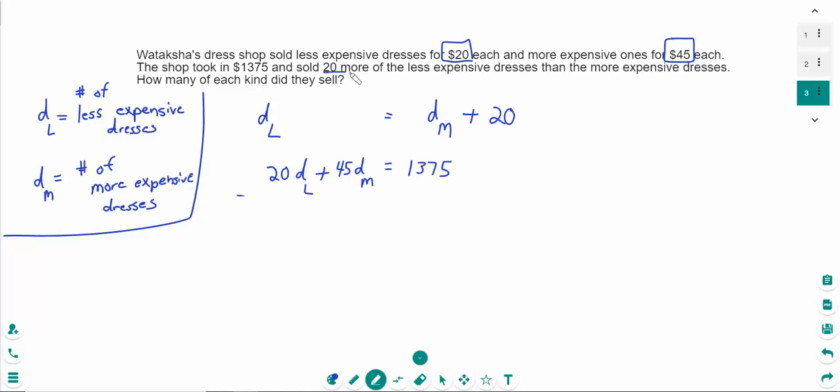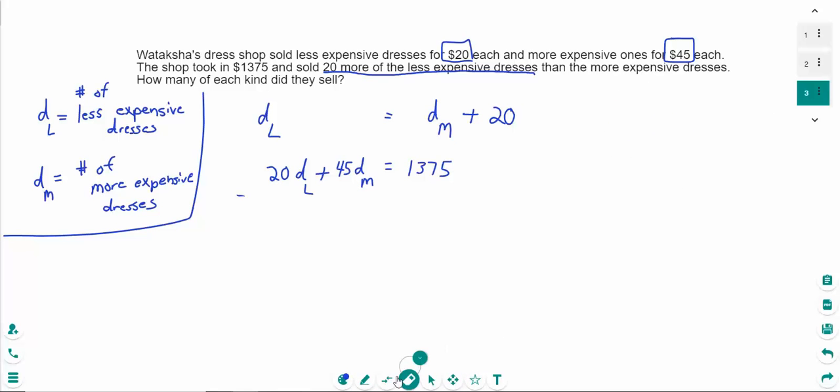Because they sold 20 more of the less expensive dresses, we have 20 more on this side. If I just set it up as D sub L is equal to D sub M, I'm saying there's 20 more on this side. This side has 20 more. So therefore, I can't say that these two are equal. The only way I can say these two are equal is if I add 20 to this side. That would make these two sides equal. Following me? So make sure you understand where that 20 came from and how I decided where to put it.